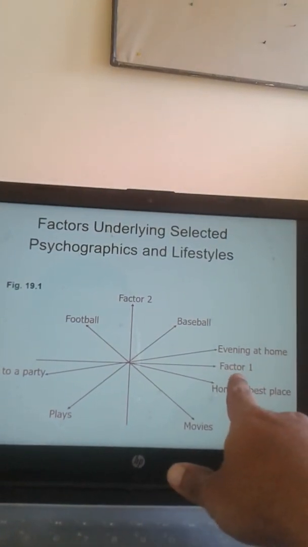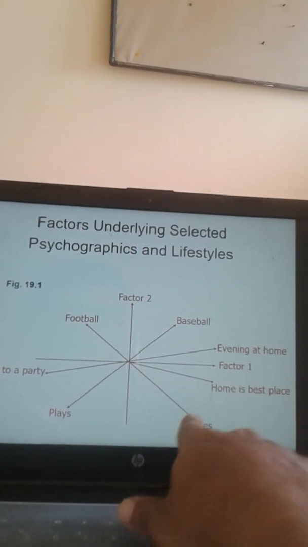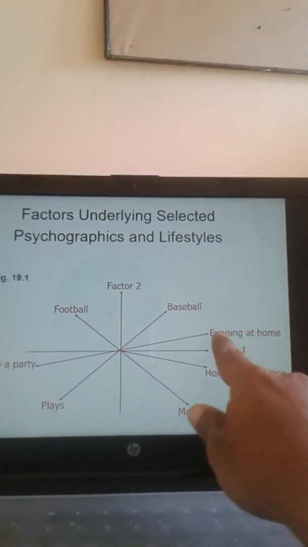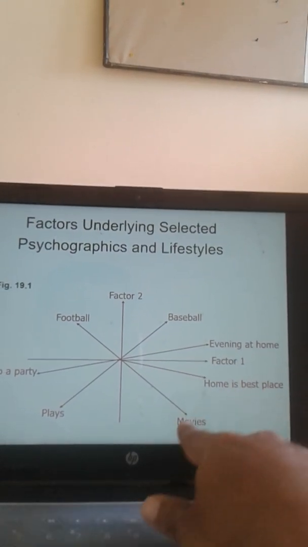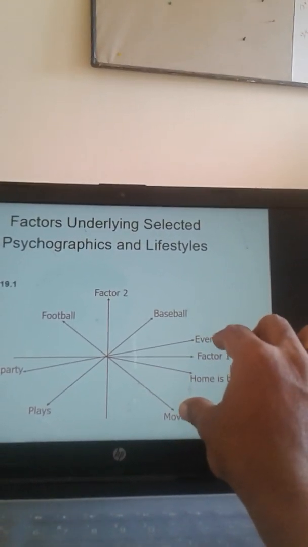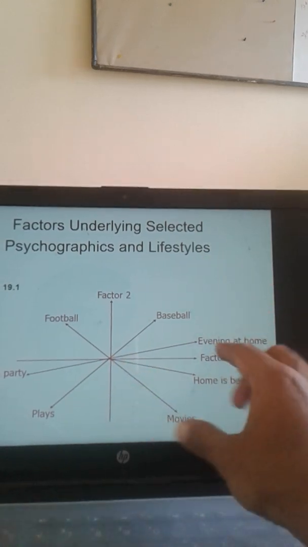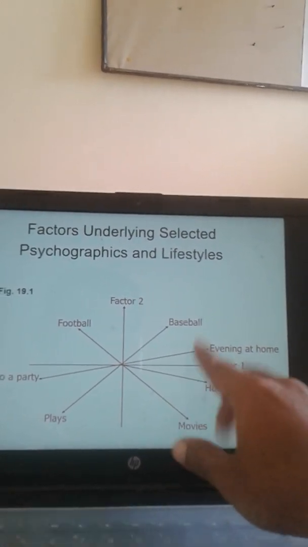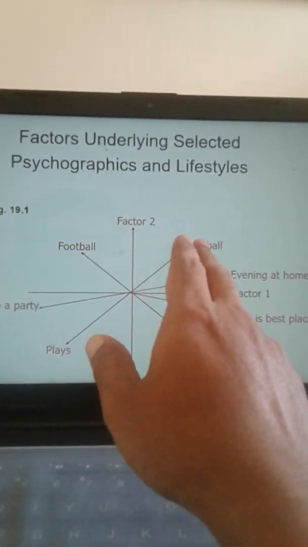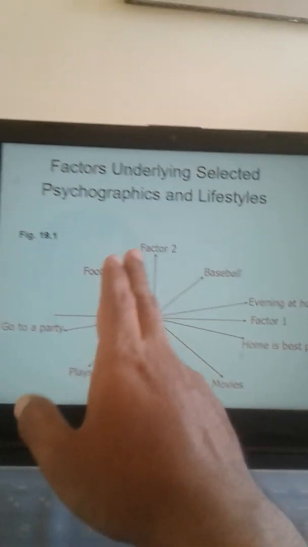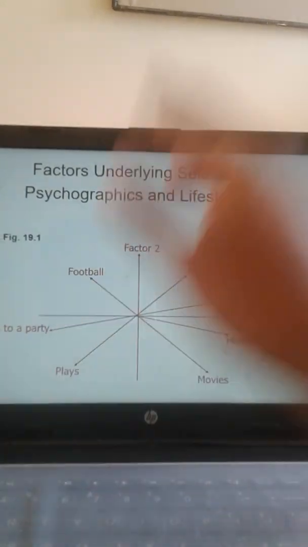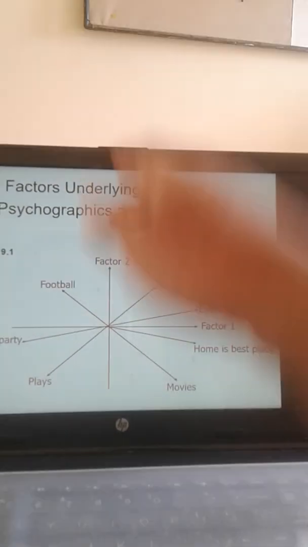If you look near factor 1, 2-3 variables are revolving. One is evening at home is the best place, and movies. Possibly we can say that these 3 can be clubbed as factor 1 because they are close together. Based on certain interpretation, the distance between these variables is very much less. But factor 2 is all related to sports. These are the people who go towards sports, that is baseball, football, and they go to parties, they play. So all these things can be put together into a single basket.